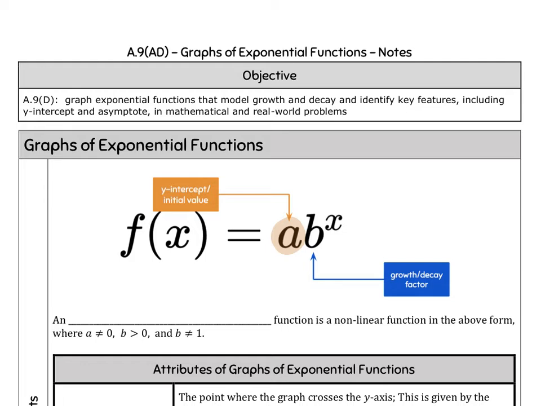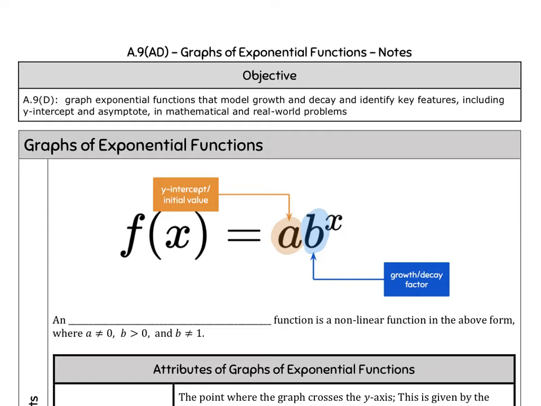This b value, what do you notice about the b value? What's next to it? The x. And what is the x? Is it a regular x? It's an exponent. Do you see how it's little and it's floating? That's an exponent. The exponent is touching the b, so that makes our b our growth or decay factor. So that's what we're going to be multiplying by. So just like our sequences that we just did, where some of them were added, that's like linear, and some of them were multiplied, that's going to be like exponential.